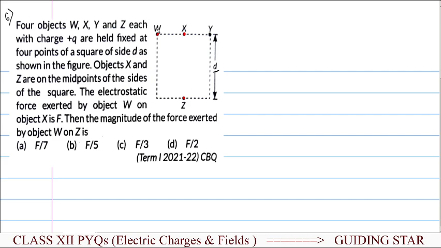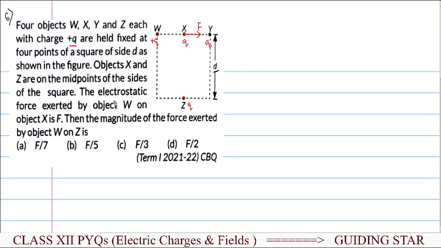So we know that in each of these points charge plus Q is present. That means here the charge is plus Q, here also Q, here also Q, and here also Q. All are positive charges. Then the force on X due to W is F. As both are positive charges, there will be repulsion between them. So the magnitude of this force is F.